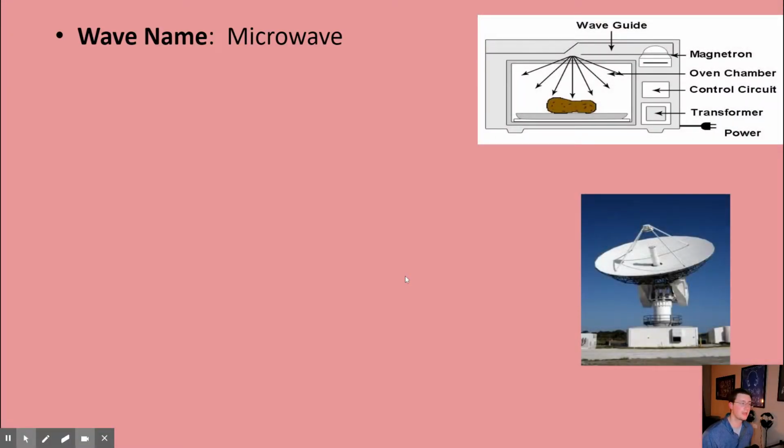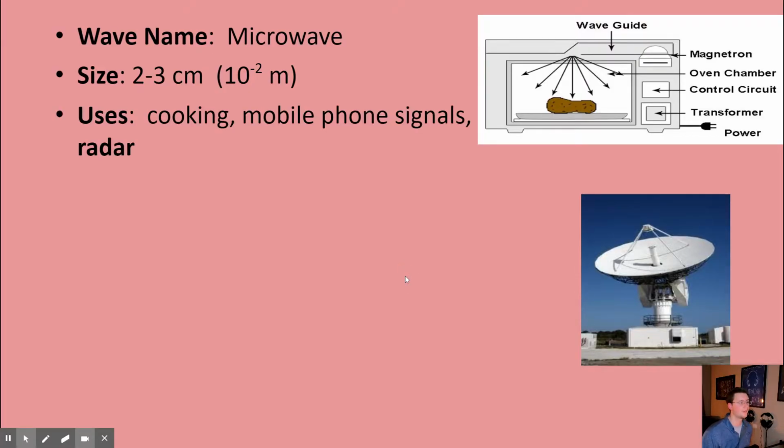Next one we're going to look at is microwave. So microwaves are roughly 10 to the negative 2 meters, or if you're thinking general scale, 2 to 3 centimeters. Roughly speaking, depending on the size of your fingers, it's about the width of your thumb, maybe 2 of your thumbs. That's generally the length of a wavelength for a microwave.